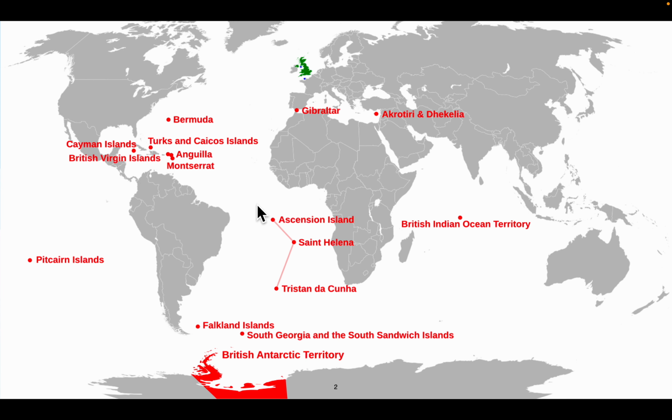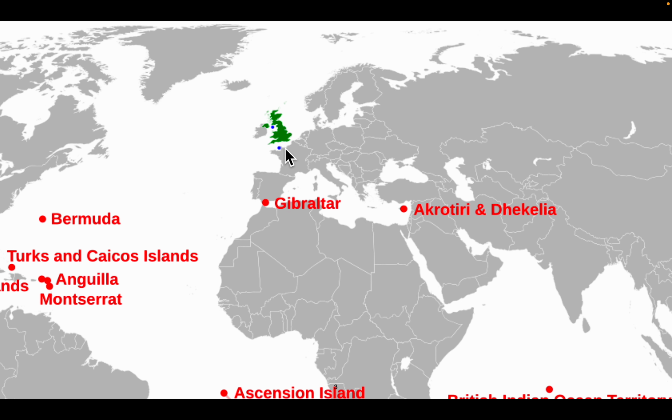Around Britain, you also see a few blue dots. Those are the Crown dependencies. They are not part of the UK, but they are linked to the British Crown.